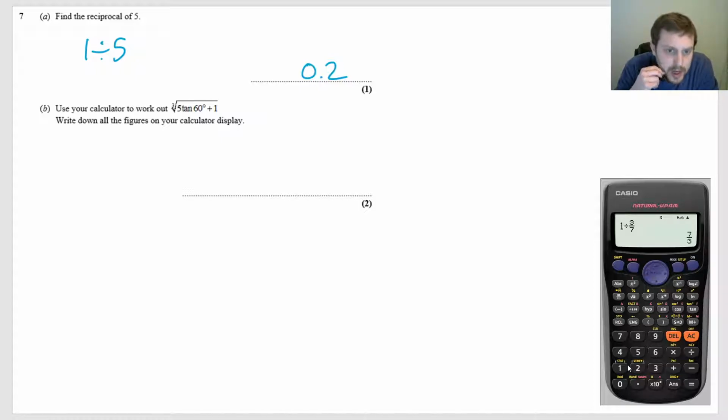Right, next question. Use your calculator to work out the cube root of 5 tan 60 plus 1. So the cube root button is here, and I have to press shift first. So cube root of 5 tan 60 and then plus 1. And it's all inside the cube root. So as you can see there, it's all inside the cube root. So what do we get? I'm going to, again, cheat slightly and just do this. There we go.